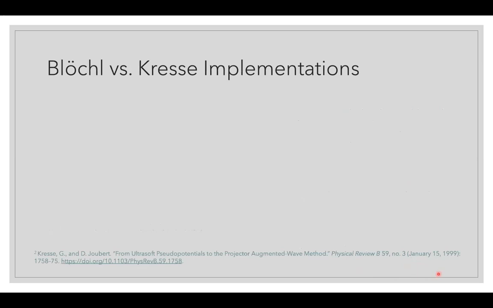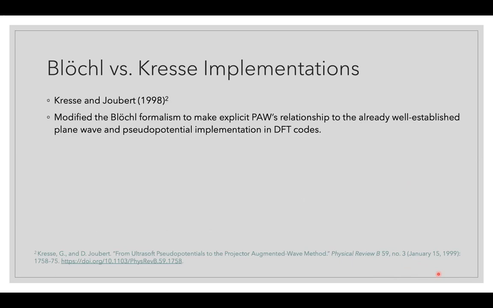So that's how you end up getting a pseudopotential out of it. But there is one other important thing to note about how PAW is implemented in DFT codes, and that has to do with the difference between the Blöchl versus the Kresse implementations. Shortly after Blöchl published his paper, Kresse and Joubert also published a paper in 1998 that took the Blöchl formalism and modified it to make explicit PAW's relationship to the already well-established plane wave and pseudopotential implementations in DFT codes.